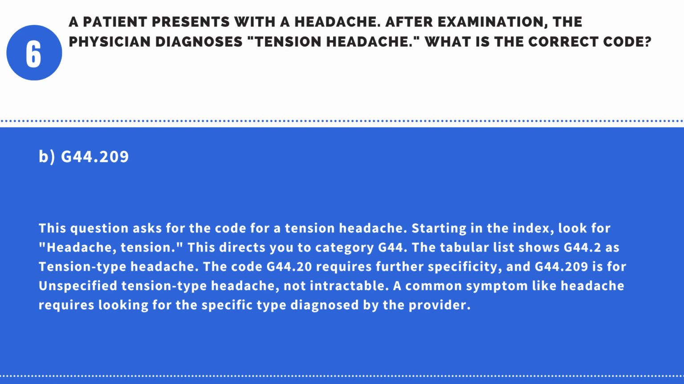G44.209. This question asks for the code for a tension headache. Starting in the index, look for headache, tension. This directs you to category G44. The tabular list shows G44.2 as tension type headache. The code G44.20 requires further specificity, and G44.209 is for unspecified tension type headache, not intractable. A common symptom like headache requires looking for the specific type diagnosed by the provider.